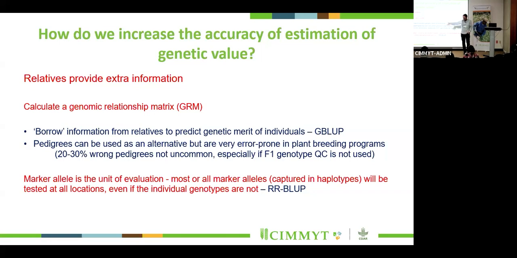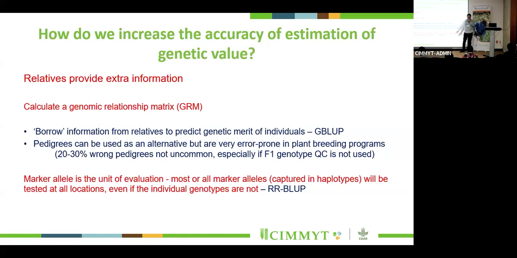So if you have a field trial, relatives, like full sibs, are going to provide extra information on the performance of a focal individual. So we can use that information. It's sitting there waiting to be used, if we know the relationship between the individuals in that trial. Now we can get that information from pedigrees, but I'm going to come back to this. It's something I want to emphasize in this initial talk.